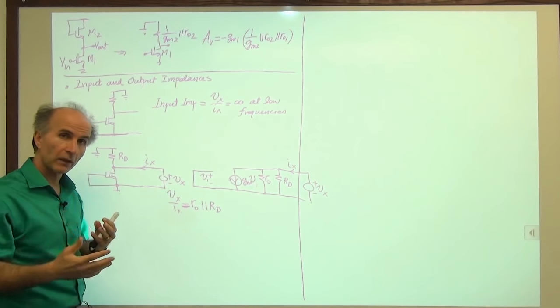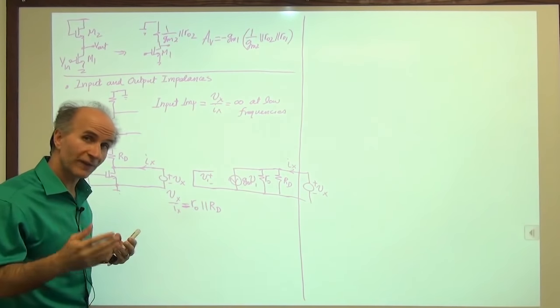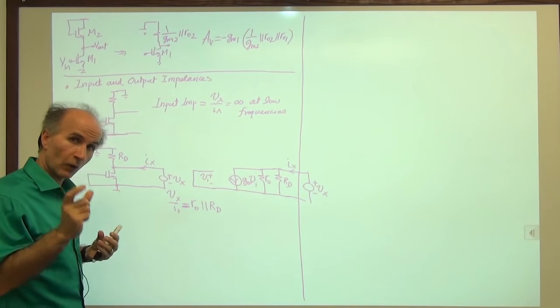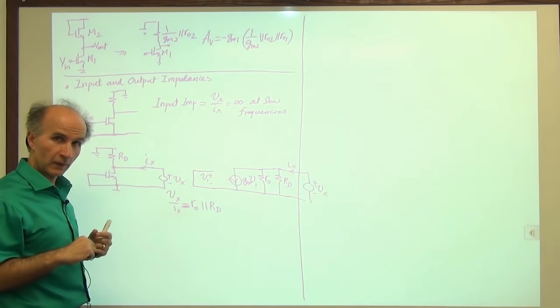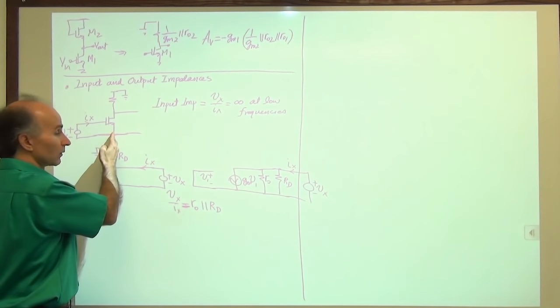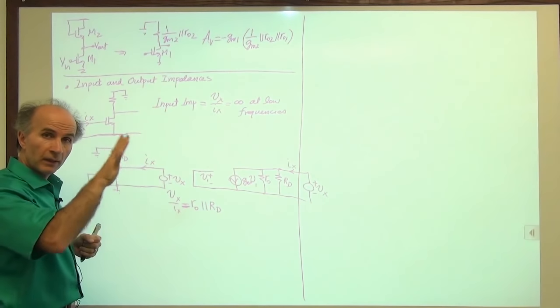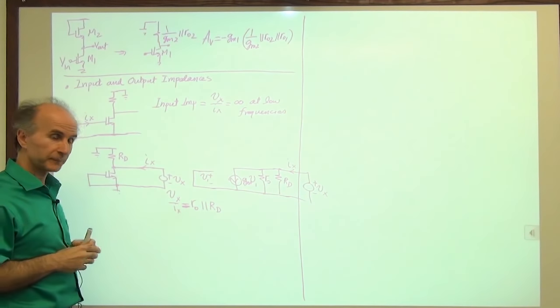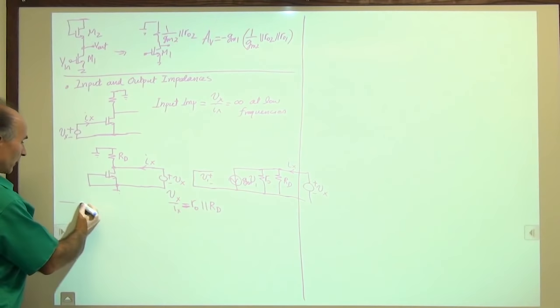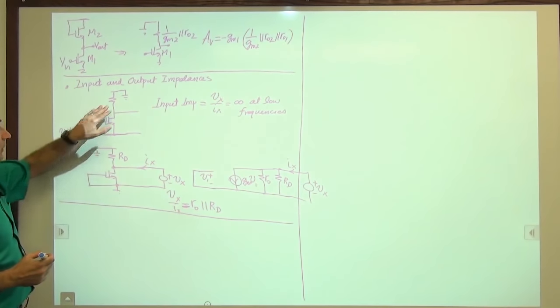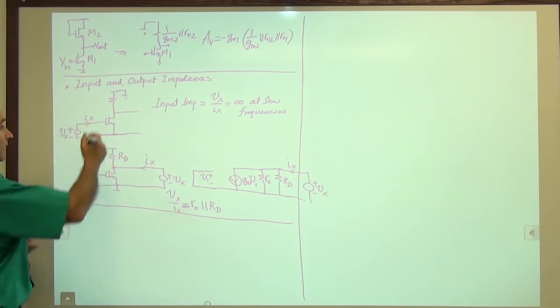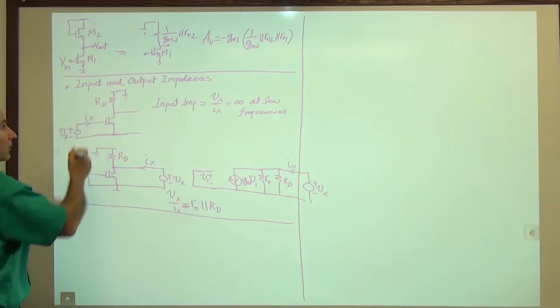So from now on, oftentimes, in addition to the gain of the circuit, we also try to find the input impedance and the output impedance of the circuit, because eventually these play a role when we try to build more sophisticated circuits. Very well. So this is the output impedance for a very simple common source stage.